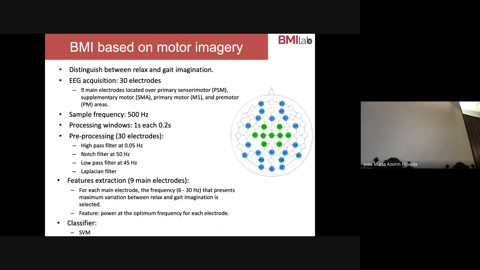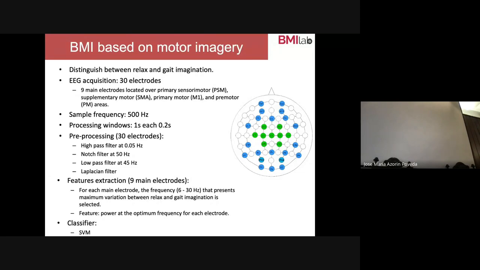But as we have said before, we needed to implement a BCI for commanding the exoskeleton. In this case, the BCI was only capable of detecting two different mental tasks. One is related with gait imagination, I mean, I have to think about moving my legs. And the other one was related with relaxation. So basically, if I want to walk, I have to be all the time thinking about my legs, for instance, that I am walking. If I want to stop, I have to relax.